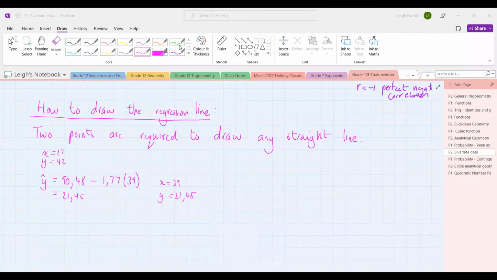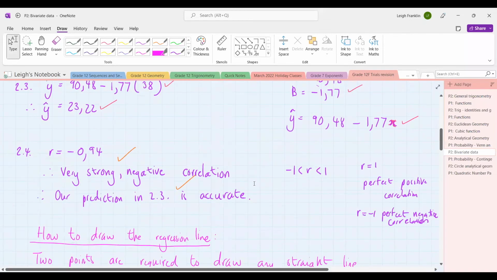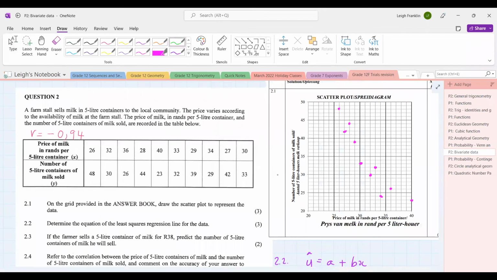We've got this point over here, which is down at our bottom end, and we've got this point over here, which is now at our top end. Okay, Cassandra, now what we want to do is plot those on our scatter plot. So when X is 27, Y is 42. Just make sure I'm in the right place here. 27, 42. So that's over there.